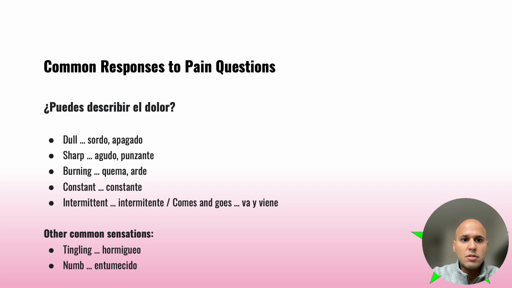¿Puedes describir el dolor? Can you describe the pain? This is what this question is asking. So if the patient is telling you dull, they'll probably say it's sordo, apagado. If they were trying to describe it as sharp, they would say agudo, punzante. If it's burning, they'll say quema o arde. Constant, constante. If it's intermittent, they'll say intermitente. Or they could tell you it just waxes and wanes, comes and goes. Va y viene.